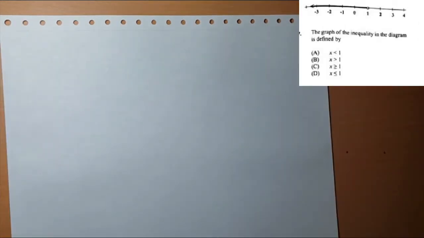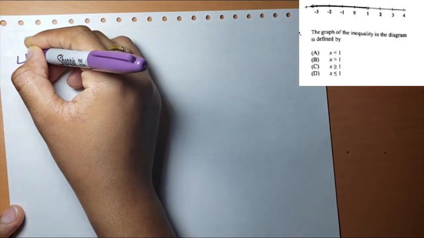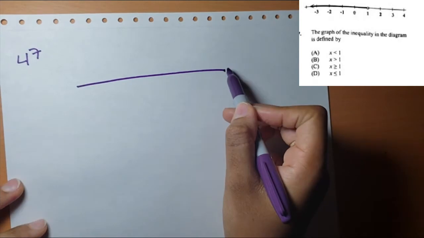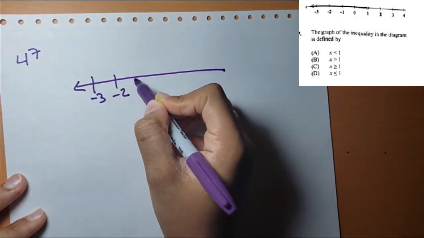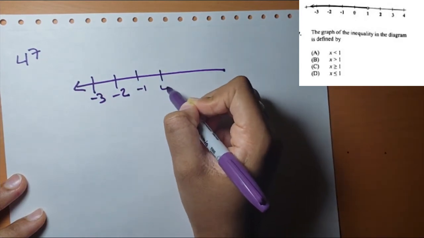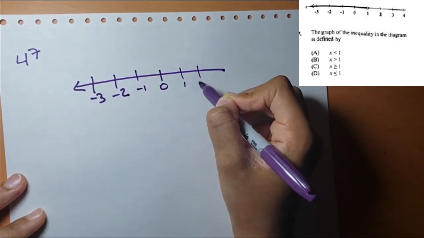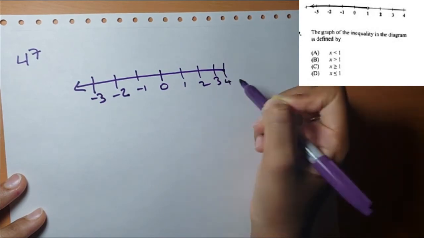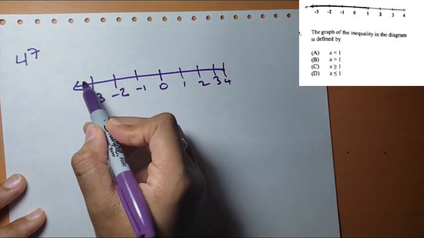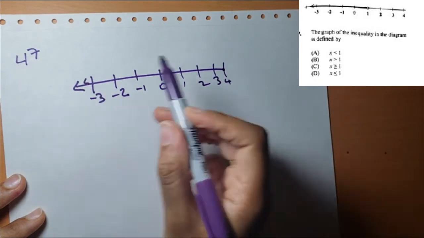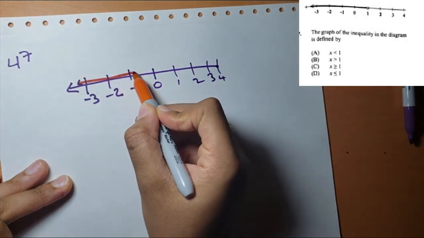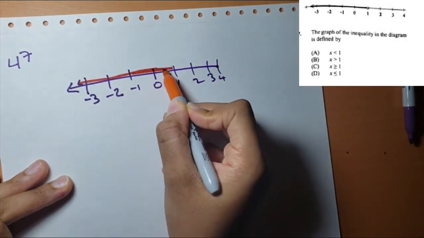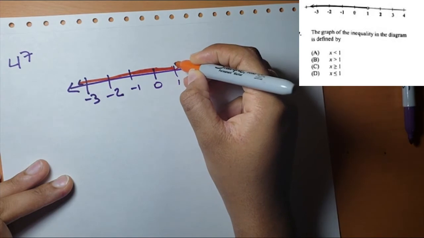Okay, so number 47. So we're given a number line, right? And -3, -2, -1, 0, 1, 2, 3, and 4. So here is highlighted on the number line. So I'm going to write that in a different color. Here is highlighted on the number line. And we have an empty circle.